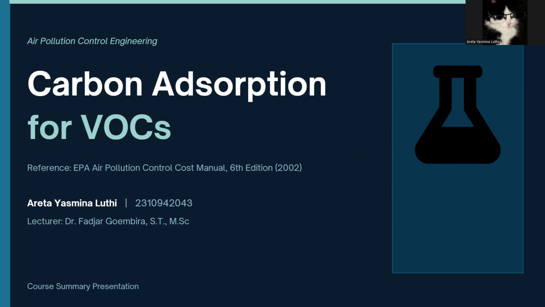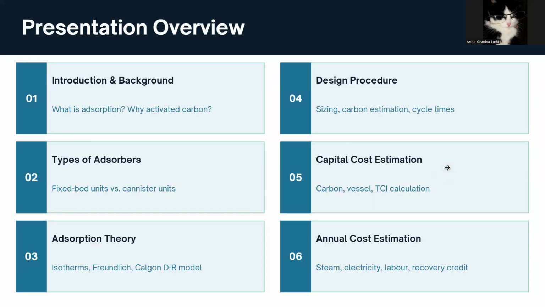Now I'll be presenting my course summary on carbon adsorption for volatile organic compounds, or VOCs, as a control technology in air pollution engineering. This presentation is based on the EPA Air Pollution Control Cost Manual, 6th edition of 2002, commonly referred to as the VOC manual. I will walk you through 6 main sections: an introduction to adsorption, the types of adsorbers, adsorption theory and isotherms, the design procedure, and also capital cost estimation and annual cost estimation.